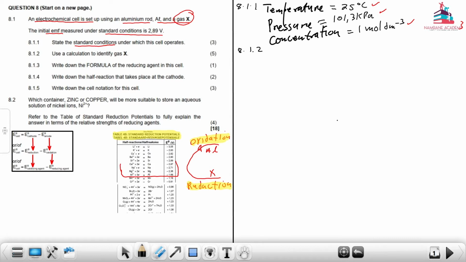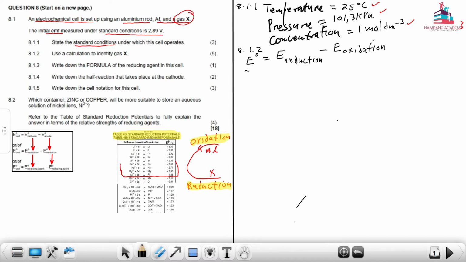E naught is equal to E reduction minus E oxidation. And remember, you must write the formula as it appears in the formula sheet. Don't come with any other formulas, like your E red, E ox. You will not be given a mark for that. Write the formulas as they appear in the formula sheet.